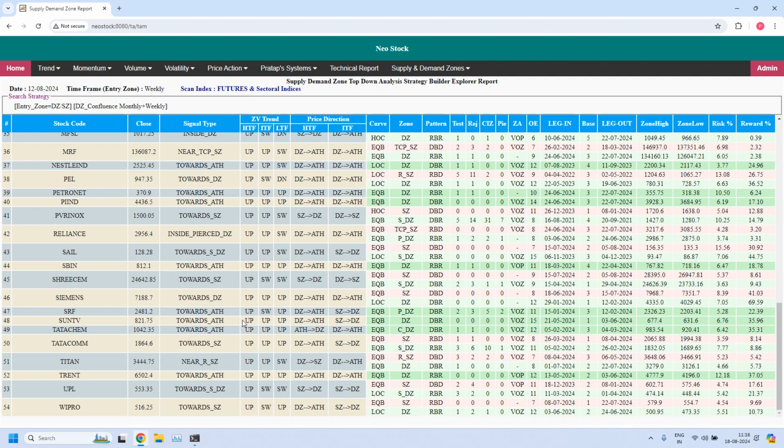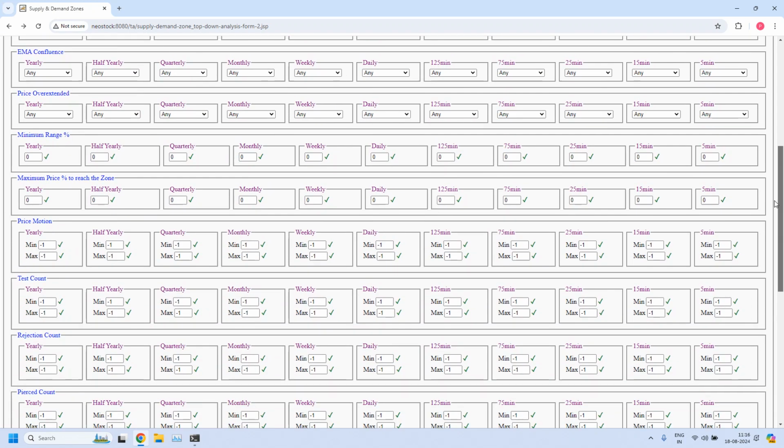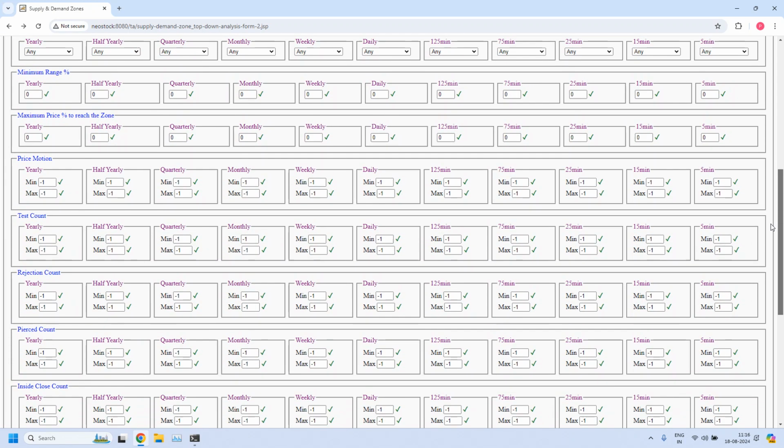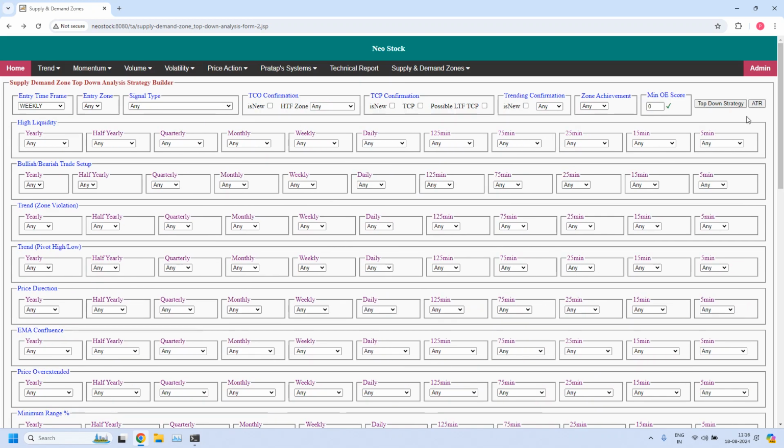Let us check how many out of these 54 are having confluence with the quarterly time frame. So in the demand zone, let us add weekly, monthly and quarterly confluence. Let's verify. Weekly demand zone with monthly demand zone, weekly demand zone with quarterly demand zone also enabled, and also monthly demand zone with quarterly demand zone also I enabled. So that means LTF, HTF, ITF. That way you can understand all the 3 confluence.